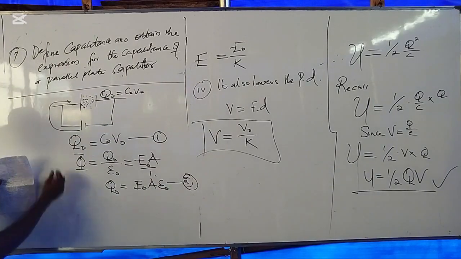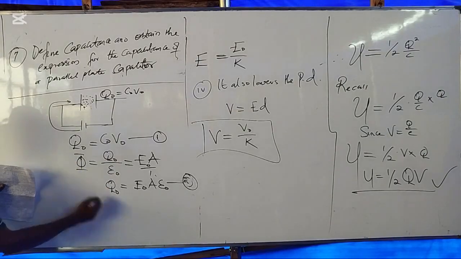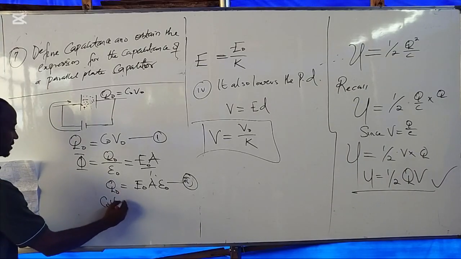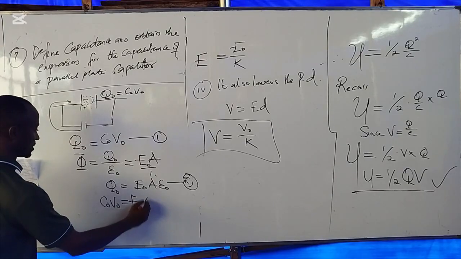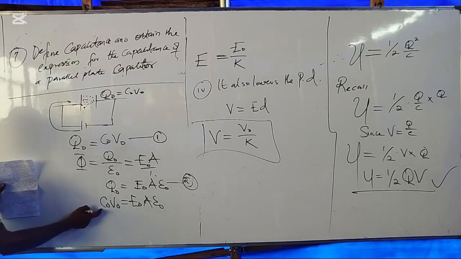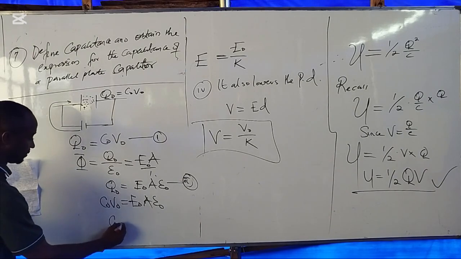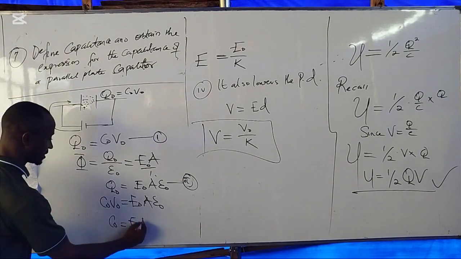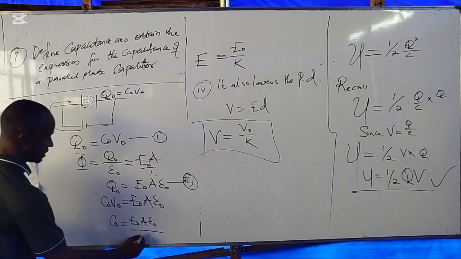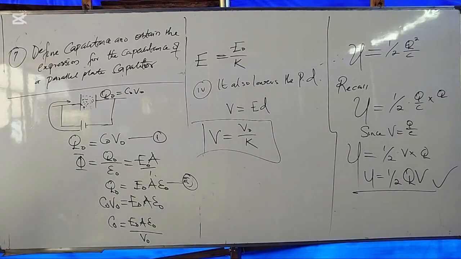We're going to equate these together because they have the same charge. So we equate equation 1 and 2. That means our C naught V naught equals E naught A, permittivity of free space. How do we find our C naught? We divide both sides by V naught. So C naught becomes E naught A, permittivity of free space, divided by V naught.